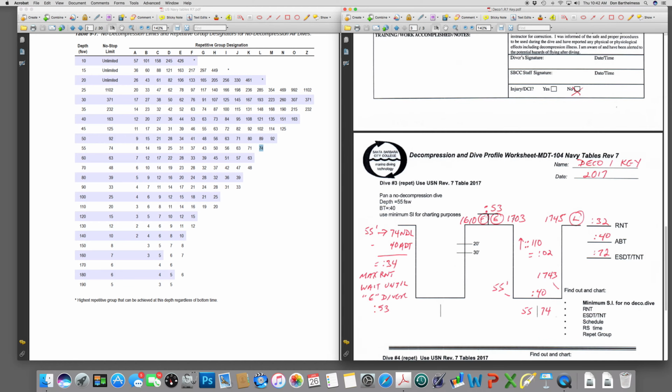So if I leave the surface at 1703 and add 40 minutes to that, I'm going to reach the surface at 1745, or I'm going to leave the bottom at 1743. I have 110 seconds of ascent time. 55 times 2 is 110 seconds. Divide that by 60. That goes in there 1 minute and 50 seconds. We're going to round that up to 2 minutes for charting purposes. And our diver is on the surface 1745 as an L diver. Now we can take this information and we're going to put it over on the beginning of our surface interval for our fourth and last dive.